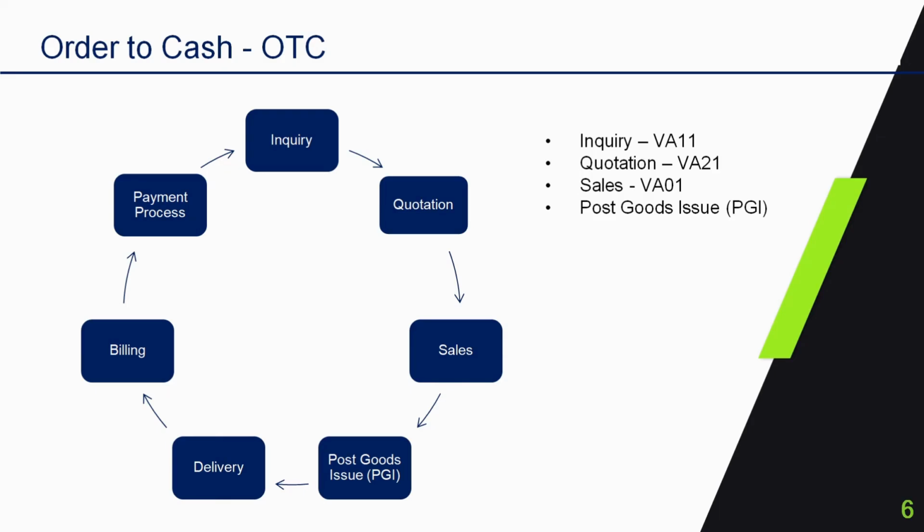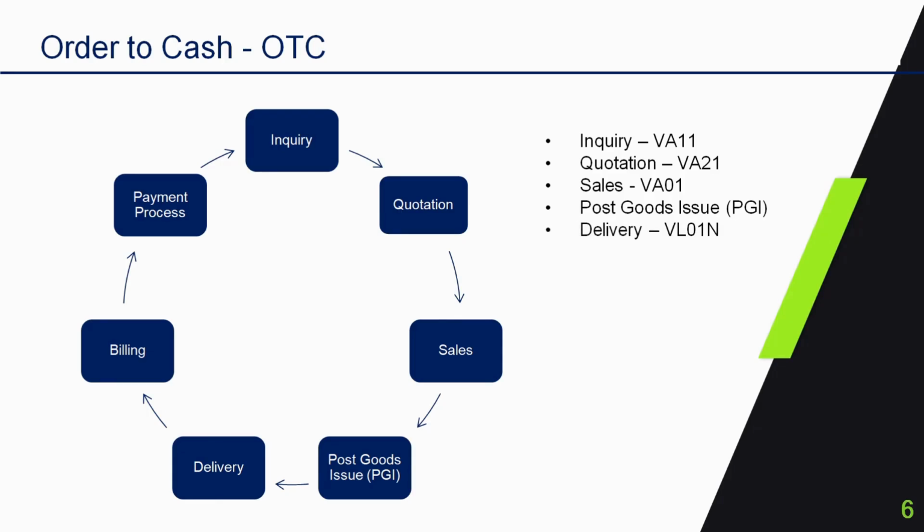Delivery follows PGI. Delivery is the actual fulfillment of goods to the customer shipping address. At the delivery stage, we have accounting entries in the books. At this stage, we debit the revenue account and credit the customer account. Transaction code for the delivery is VL01N.